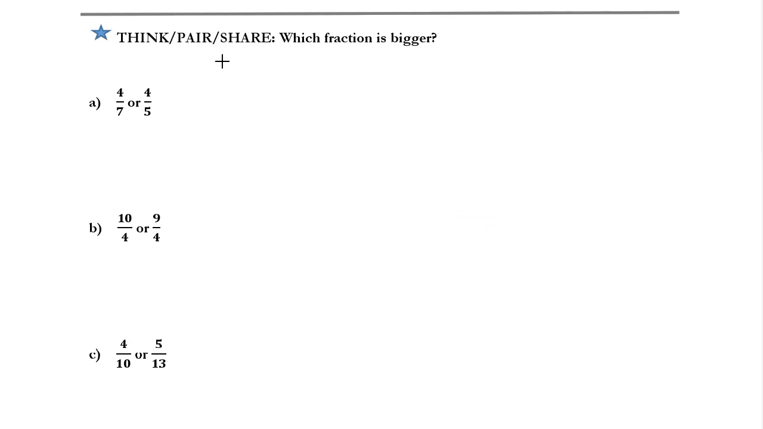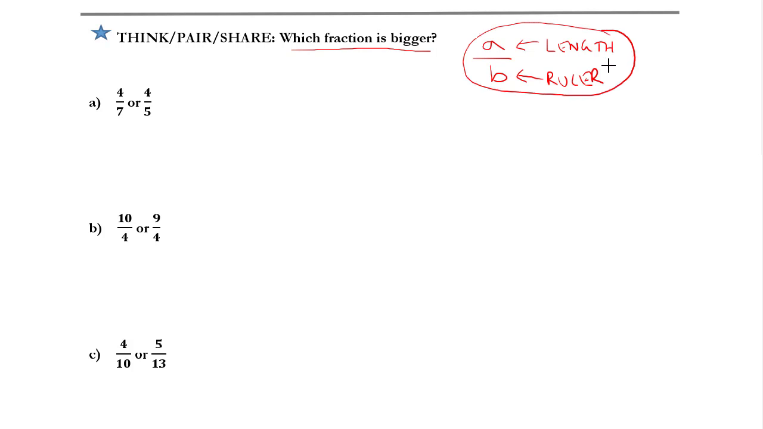So this think, pair, share is asking us to compare the relative sizes of two fractions and to answer the question, which fraction is bigger, which one is larger? So let's use the measuring model. Again, the measuring model allows us to interpret a fraction a over b. We're going to interpret our numerator a as a length, our denominator b as a ruler, and the fraction a over b is really asking us how many rulers would it take to measure this length? How many b's would it take to measure a? Okay, so let's use this lens to see if we can, without doing any math, just using our reasoning, see which fraction is bigger.